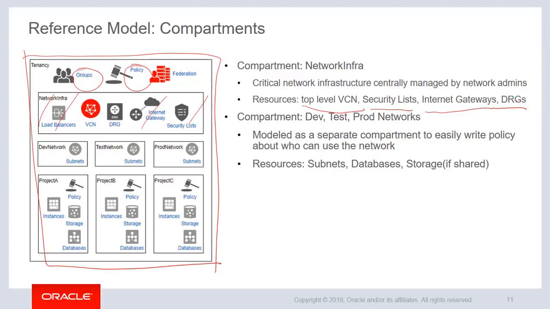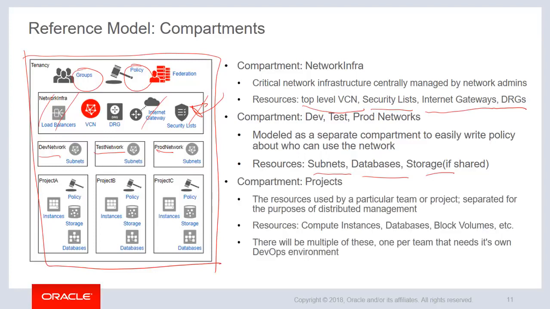In addition, we can have compartments for dev, prod, and test networks. Now these are modeled as separate compartments to easily write policies about who can use the network. So whether dev people have access to the whole production network or not, probably you don't want to do that. So you can have separate compartments, and these compartments can have subnets, databases, storage, other resources, but they don't have things like your firewalls. They don't have access to your gateways, because those things are being controlled right here in your network infrastructure compartment.